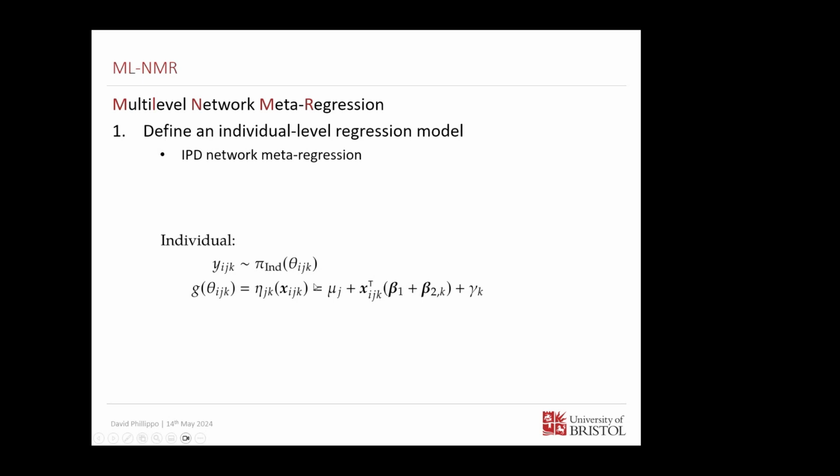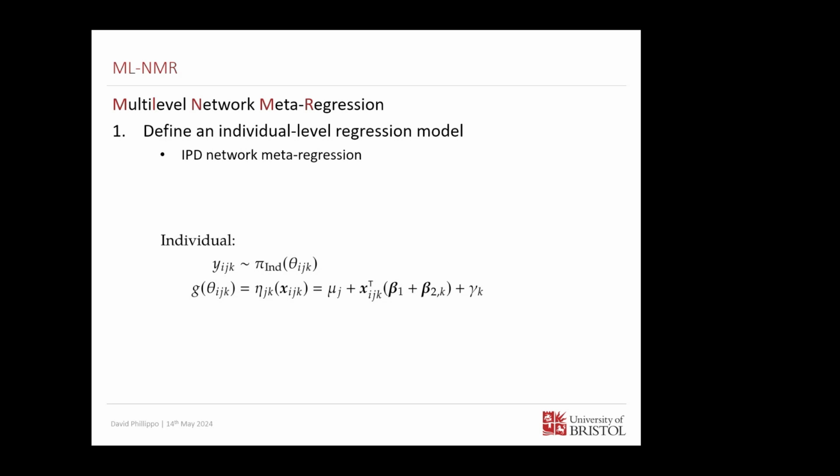And you can see then that we've got a study-specific intercept. That's this mu_j. x, this vector, is the vector of covariate values for the individual. Then beta_1, these are the prognostic effects of the covariates on outcome. And then beta_2k, these are our effect modifying interactions. So these are how those covariates are altering the effect of treatment relative to control. And then lastly, on the end here, this gamma_k is the individual level relative treatment effect. So that's a fairly standard IPD network meta-regression model.